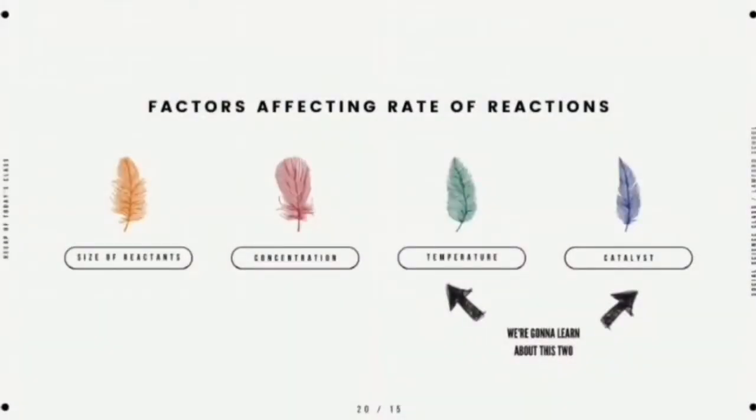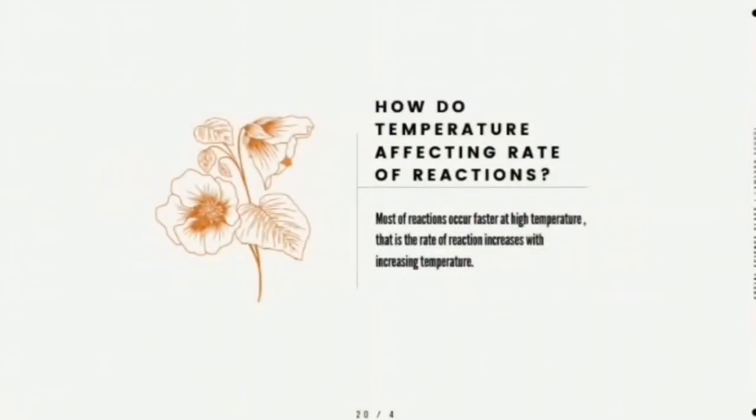There are 4 factors that affect the rate of reaction. As you can see, we are going to learn 2 of them: temperature and catalyst. So, how does temperature affect the rate of reaction? Most reactions occur faster at high temperature. The rate of reaction increases with increasing temperature.